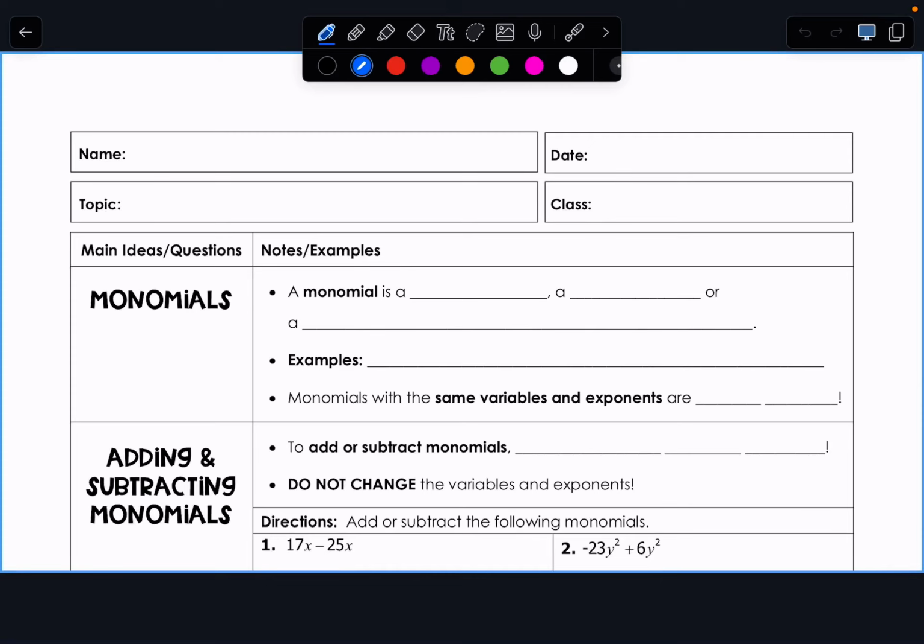Chapter 6 is all about exponents, is what I like to refer to the chapter as. But we're going to work with monomials.